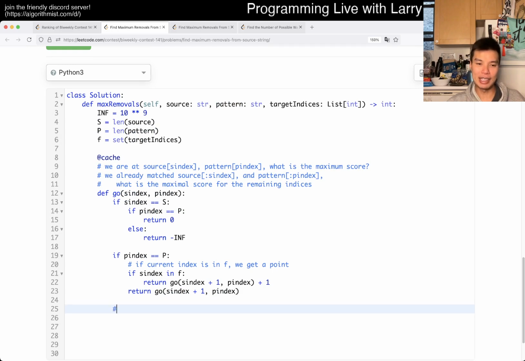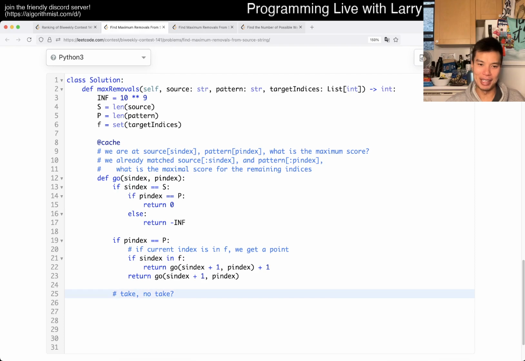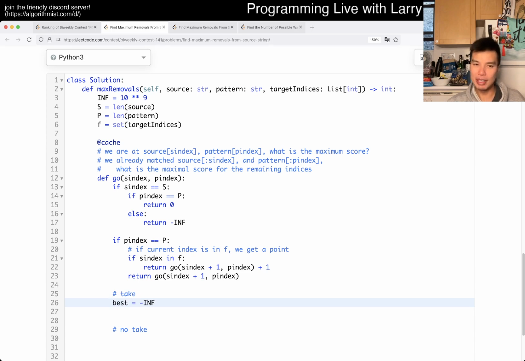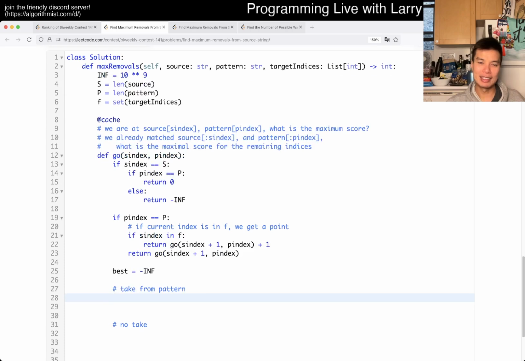And then now you have a tick, no tick thing. I guess we'll separate them out. I don't know why I wrote it on the same line. Tick is, well, there are just a couple of cases, right? So we set best equal to negative infinity as a standard no value. There are actually more than just tick, no tick, because there's also tick from pattern, right? So we tick from pattern.